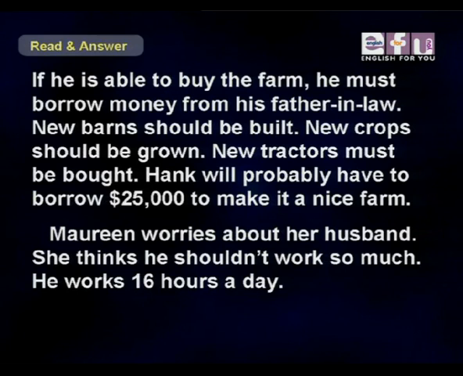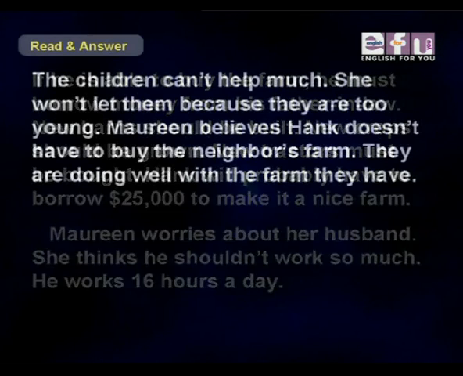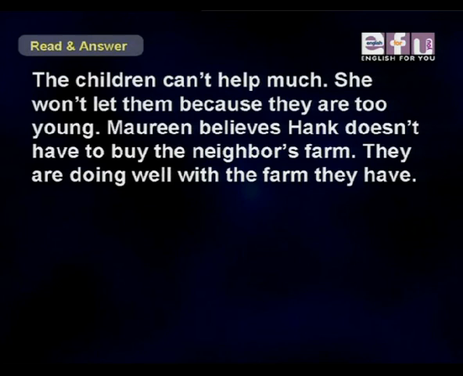Maureen worries about her husband. She thinks he shouldn't work so much. He works 16 hours a day. The children can't help much. She won't let them because they are too young. Maureen believes Hank doesn't have to buy the neighbor's farm. They are doing well with the farm they have.